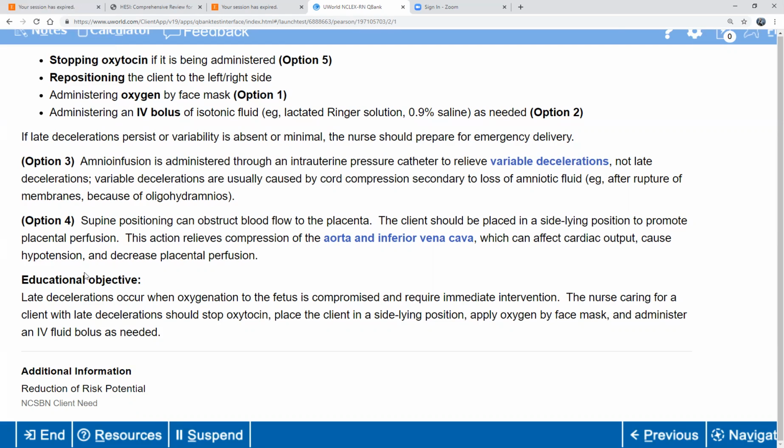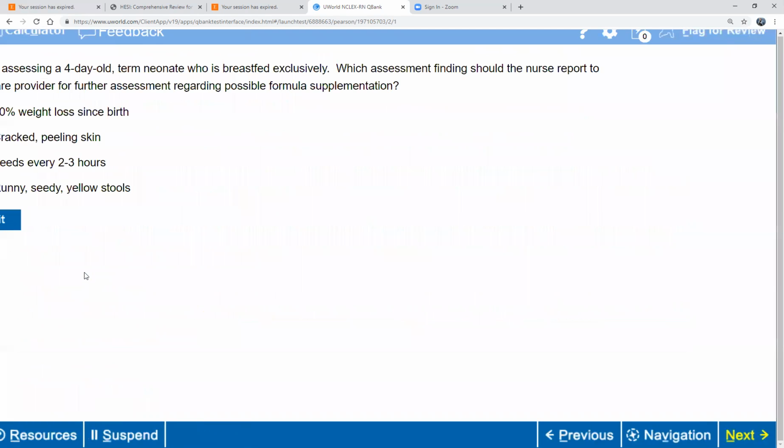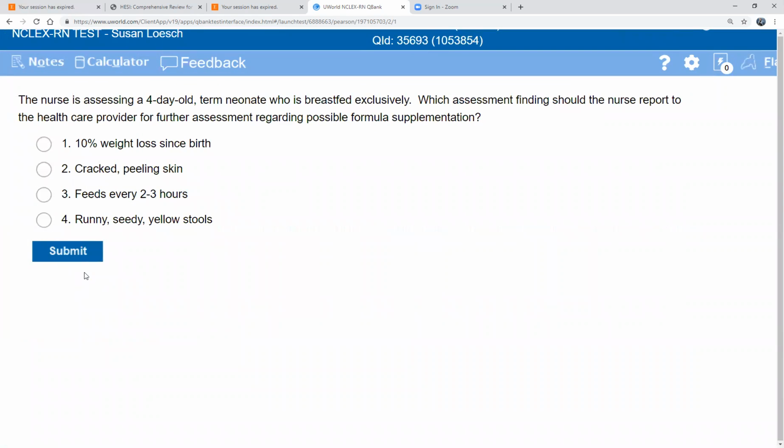All right, we're gonna go on to the next question while I'm researching. Yeah, let's give us something for our mind to think about while you're doing this. The nurse is assessing a 4-day-old term neonate who is breastfed exclusively. Which assessment finding should the nurse report to the healthcare provider for further assessment regarding possible formula supplementation? Wait.